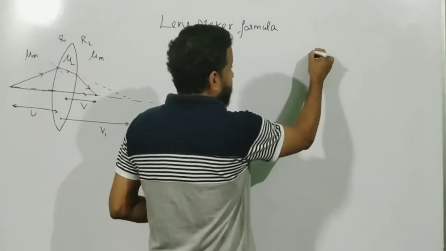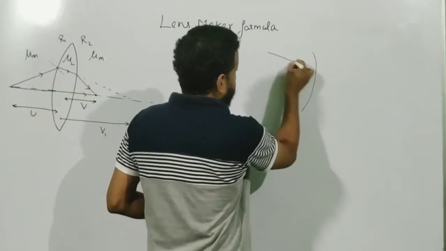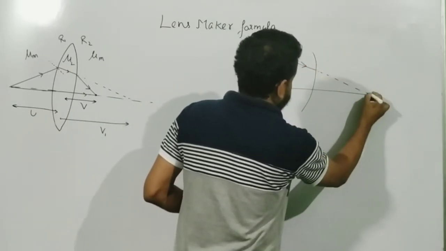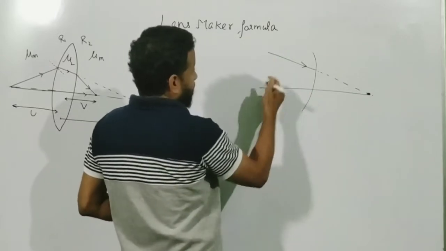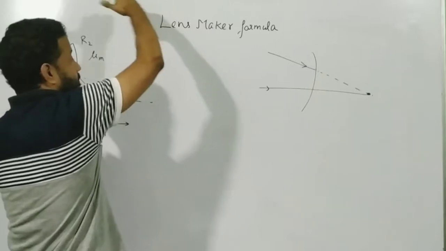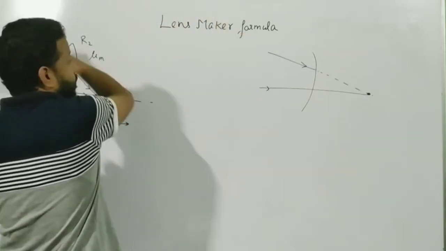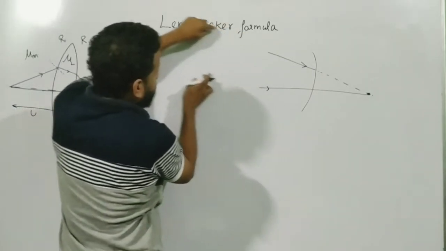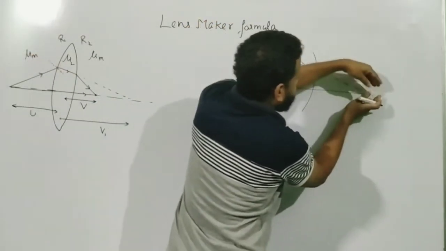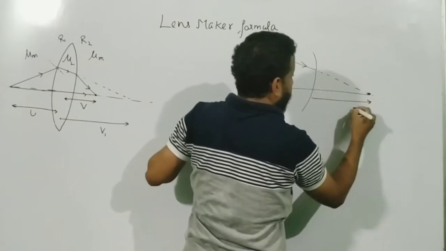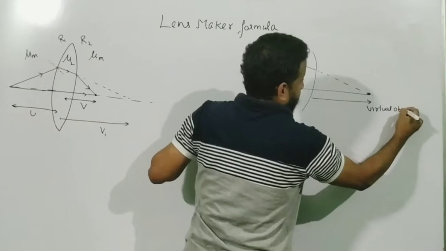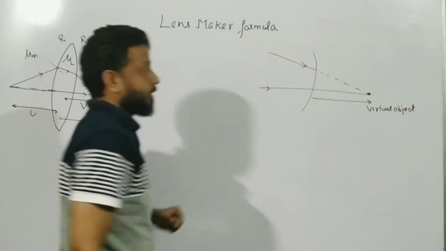Remember, there is a concept of virtual object. Virtual object means the incident ray appears to meet somewhere. So if this is my incident ray, and let us say it appears to meet somewhere here. Now these two rays are diverging, so they are not going to meet actually, never in space in the backward direction. If you extrapolate these rays, they will never meet. But it's an incident ray, so the incident ray appears to meet at a particular point. That point is referred to as the virtual object.